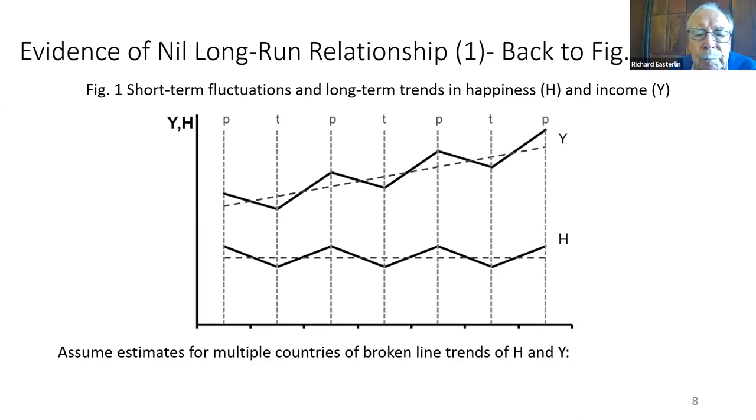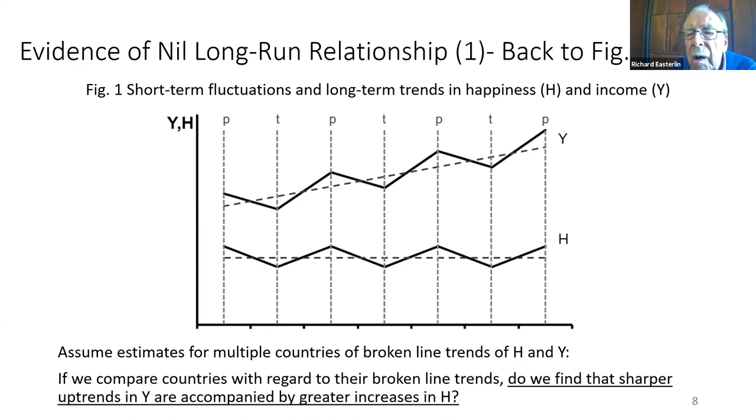Click, please. And now let's focus on the broken line trend for income and happiness. And let's assume we have pictures like this for multiple countries. So we have multiple estimates of the broken line trends for income and happiness. Click. So what we want to know is if we compare countries with regard to these broken line trends, do we find that sharper uptrends in income are accompanied by greater increases in happiness? So that's the evidence we're going to look at to see what we find about the long run relationship. Next slide.